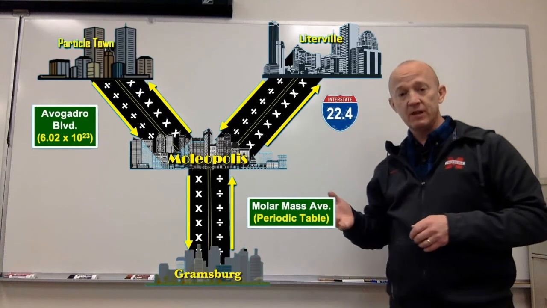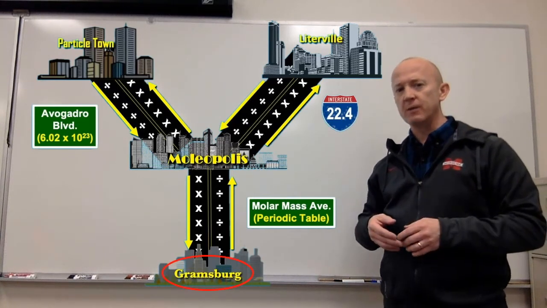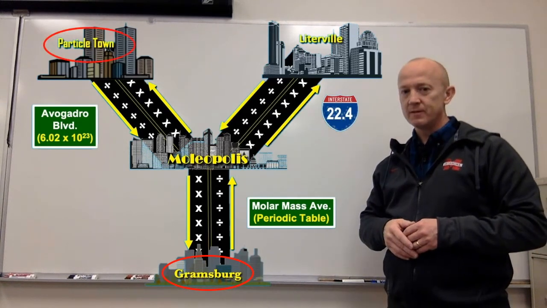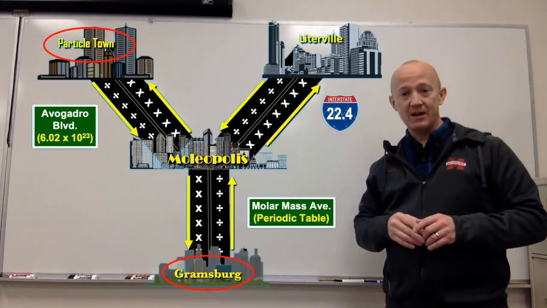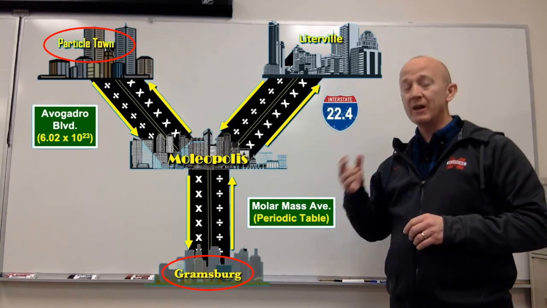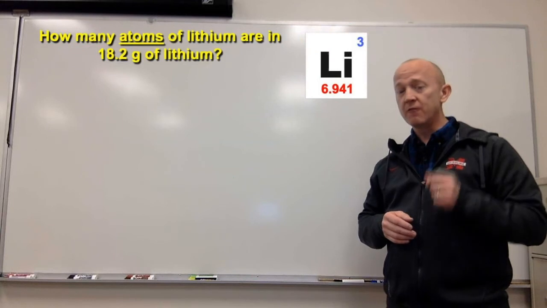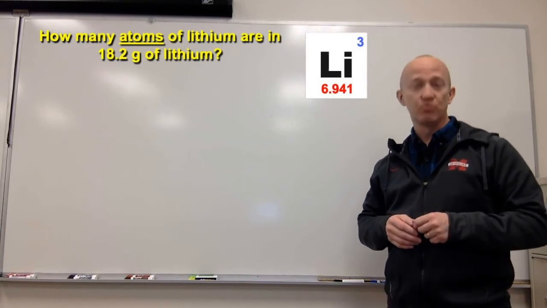Using our new map, let's perform a calculation going from Grahamsburg all the way to Particle Town. Now I have to tell you, there's no bypass to Particle Town from Grahamsburg. We have to go through Molopolis. How many atoms of lithium are found in 18.2 grams of lithium?